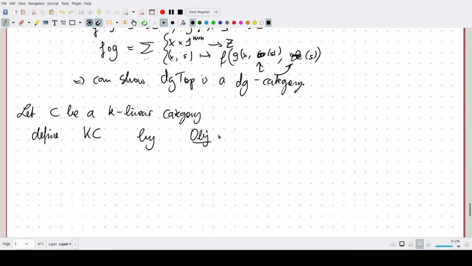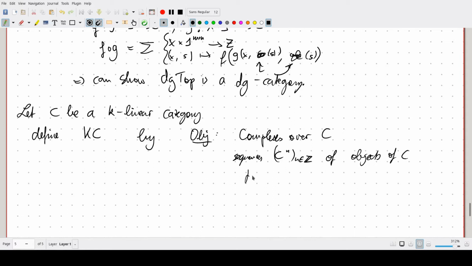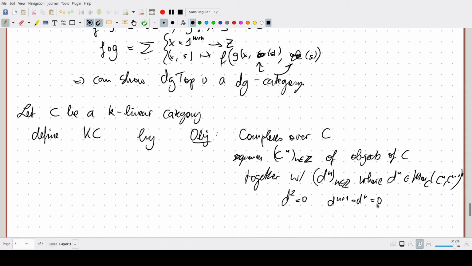So what are the objects in KC? The objects are complexes over C, meaning that they are sequences Cn for n in the integers of objects of C, together with a sequence of morphisms dn, a morphism in the category C between Cn and Cn plus 1, such that d squared is 0, meaning that dn plus 1 composed with dn is equal to the 0 morphism.